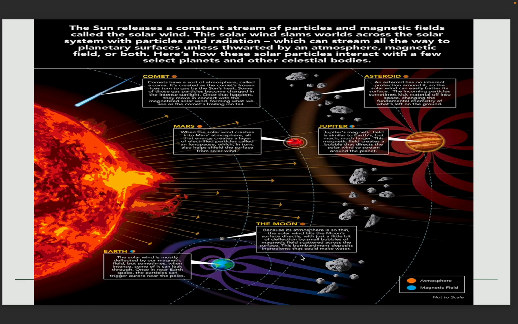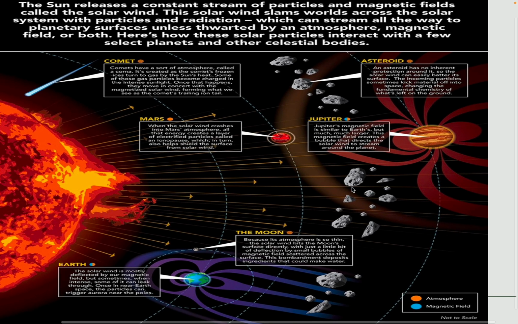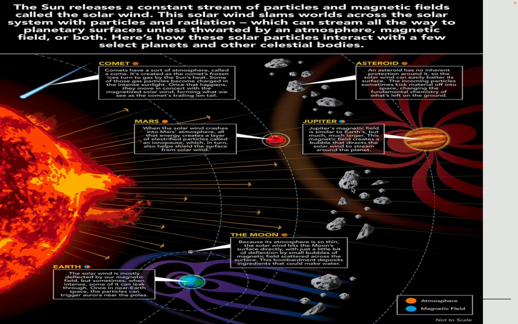And for Mars, when the solar wind crashes into Mars' atmosphere, all the energy creates a layer of electrified particles that is called the ionopause, which in turn also helps to shield the surface from the solar wind. And Jupiter's magnetic field is similar to Earth's, but much larger. The magnetic field creates a bubble that directs the solar wind to stream around the planet.